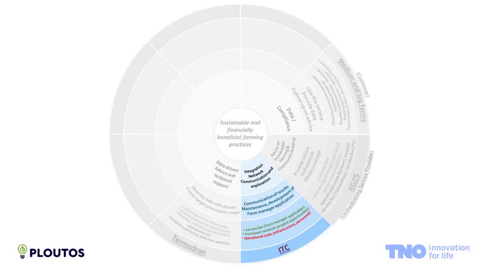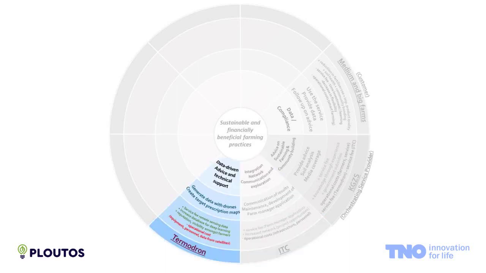ITC and Thermodron are core partners in this model. ITC collects data captured at farmers and integrates this as part of an online platform. It also supports communication and analysis. One can see that this matches the actor value proposition and actor activities. Thermodron is responsible for the generation of data at farmers through drones. It also creates prescription maps for fertilizer use based on drone imaging. As a result of these activities, it provides a value proposition in terms of data-driven advice and technical support.